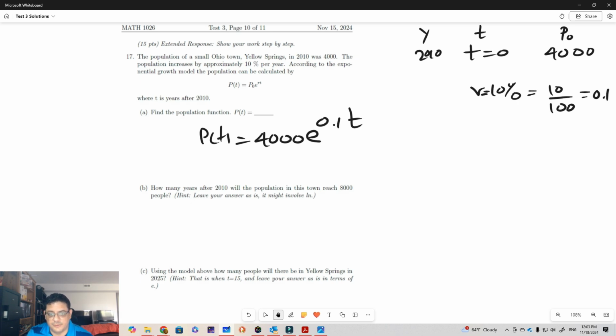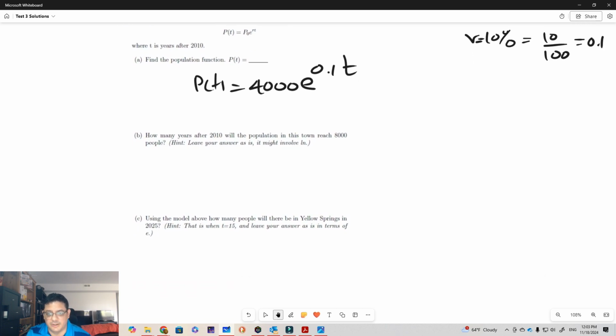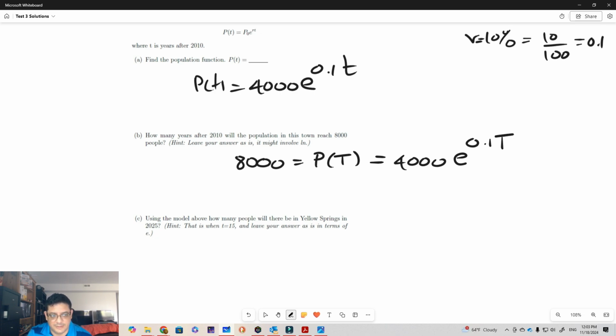Now, question number 2 says, how many years after 2010 will the population reach 8,000? So we say, well, 8,000 is going to be P of a certain time, big T, and that's going to be, of course, 4,000 e to the 0.1 T. We need to solve for T, so we divide 8,000 by 4,000, which, by the way, is going to be 2. And this equals e to the 0.1 T.